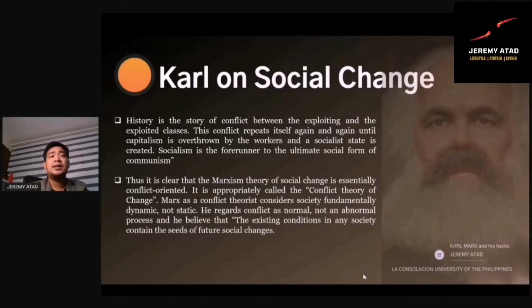Thus, it is clear that the Marxism theory of social change is essentially conflict-oriented. It is appropriately called the conflict theory of change. Marx, as a conflict theorist, considers society fundamentally dynamic, not static. He regards conflict as normal, not an abnormal process, and he believed that the existing conditions in any society contain the seeds of future social changes. So there.